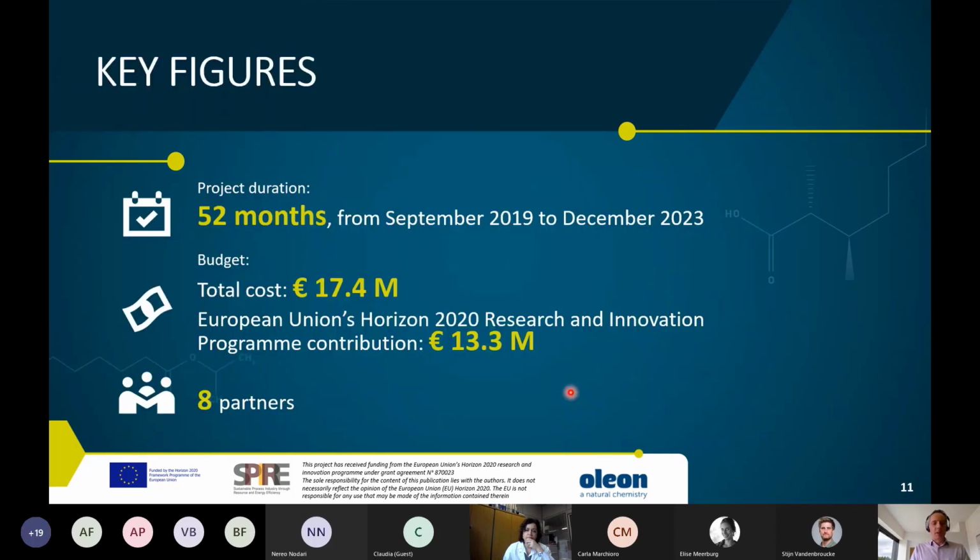So the INCITE project started in September 2019 and is going to end at the end of next year, in 2023, with a global budget of 17.4 million euros and a contribution of the European Union at 13.3 million euros in the Horizon 2020 research and innovation program. The INCITE project gathers 8 partners.